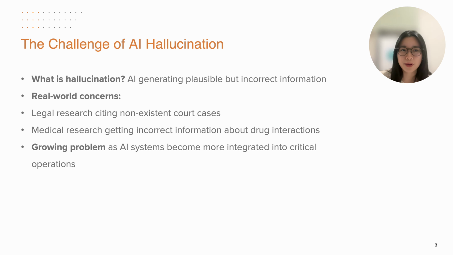As AI systems become more integrated into our daily lives and critical operations, we're facing a significant challenge: AI hallucination. This occurs when AI generates information that sounds perfectly plausible but is actually incorrect. Consider these real-world concerns. A legal researcher using AI might receive citations to non-existent court cases, or a medical researcher might get plausible but incorrect information about drug interactions. These aren't just hypothetical scenarios, they represent real challenges organizations face today.